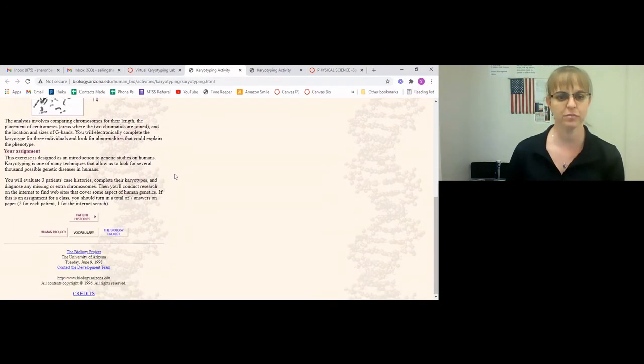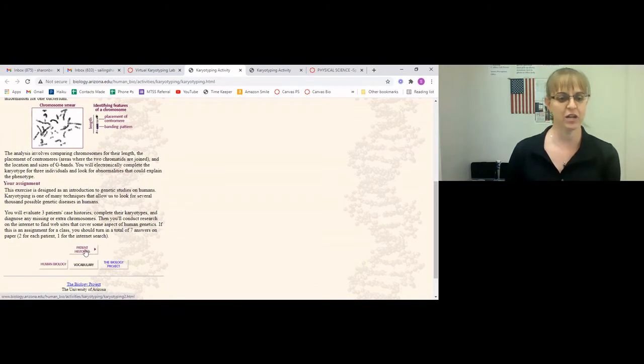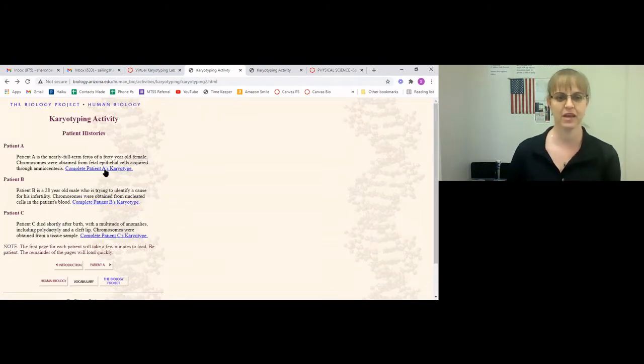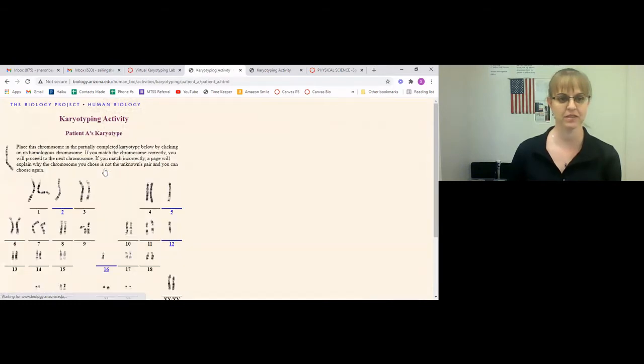Scroll down to the bottom. First, click on Patient Histories and click on Patient A's karyotype. So this has been partially completed. Click on the homologous chromosome, the chromosome that matches it. All right, so we are trying to match this chromosome with one of these. You'll notice it'll either match with chromosome 2, 5, 12, or 16.